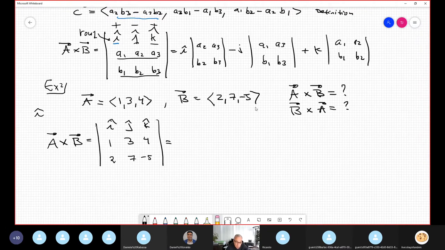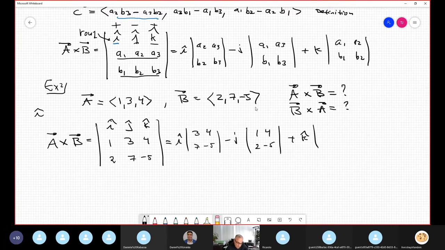Now, ready. You expand using the first row always. I vector, and the determinant I get is 3, 4, 7, -5. Minus J, 1, 4, 2, -5. Plus K, 1, 3, 2, 7. Okay, I suppose you remember how we computed a 2 by 2 determinant: multiply this and this, minus this and this, with the opposite sign. You say I, this is -15 minus 28. Minus J, this is -5 minus 8.